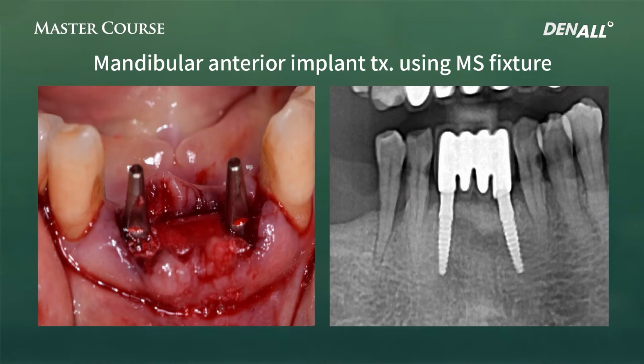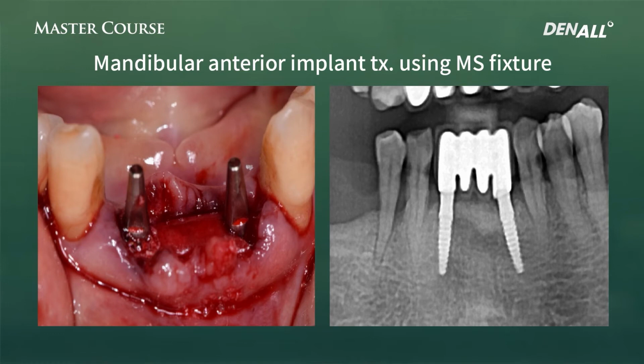4 anteriors were missing in this patient. It was a narrow ridge, so 3.5 millimeter mini fixture could not be placed, and MS implant was used to restore this case. Abutment and fixture is one piece, so this is one body implant, and placement path is very important. You need to think of prosthesis ahead when you're placing the implant.